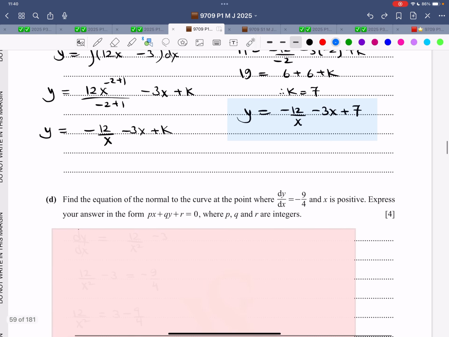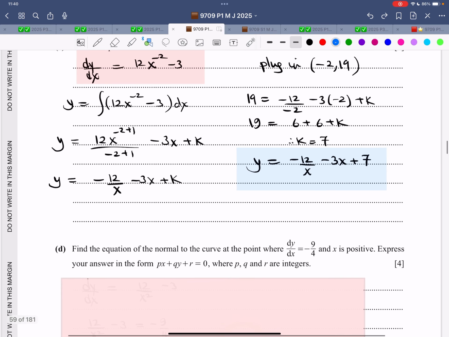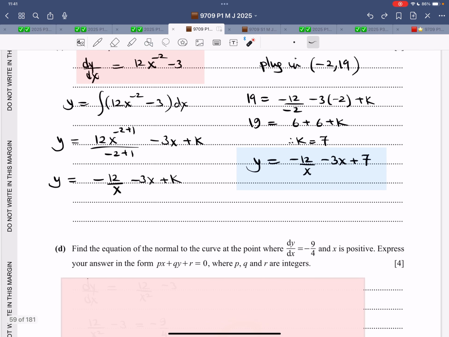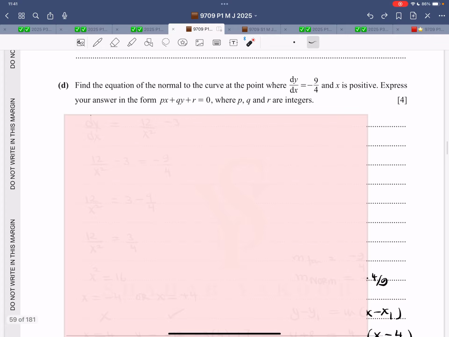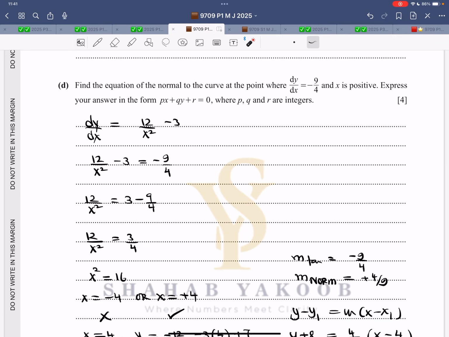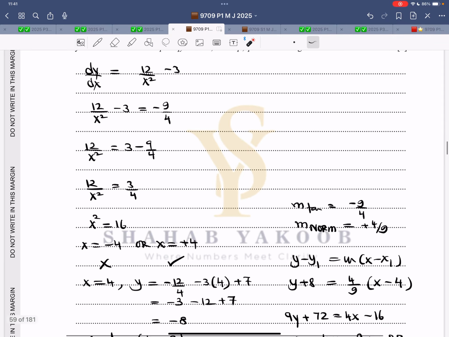So now it says find the equation of normal to the curve at the point where dy by dx is -9/4. So you take dy by dx, you equate it to -9/4, you get two values, choose the one in which x is positive. Express your answer in this form, and then you apply the concept that the gradient of tangent, normal, and all these things. So now over here we have dy by dx.